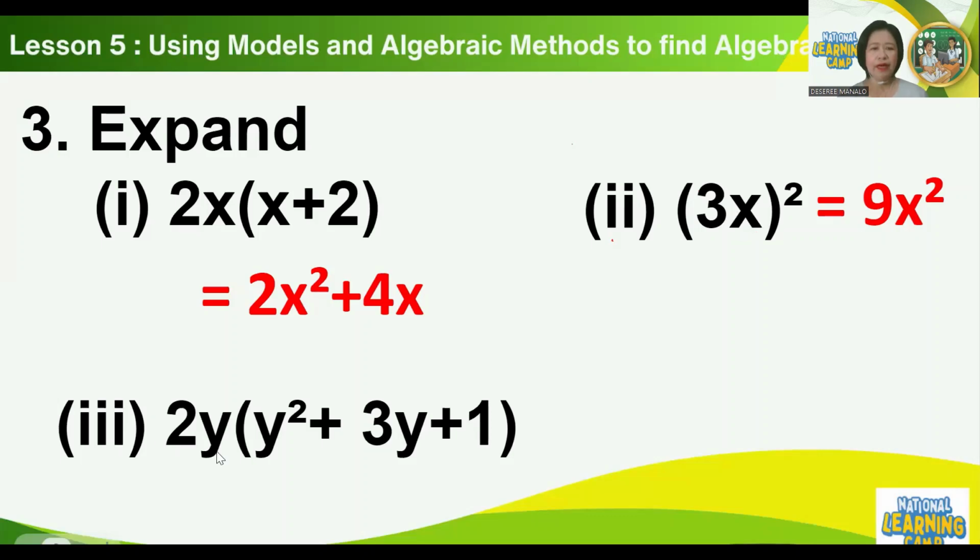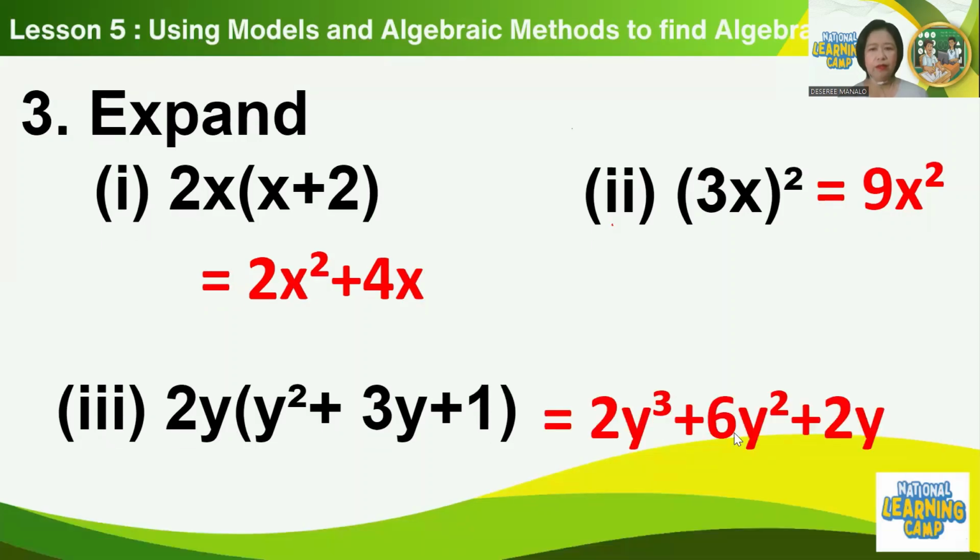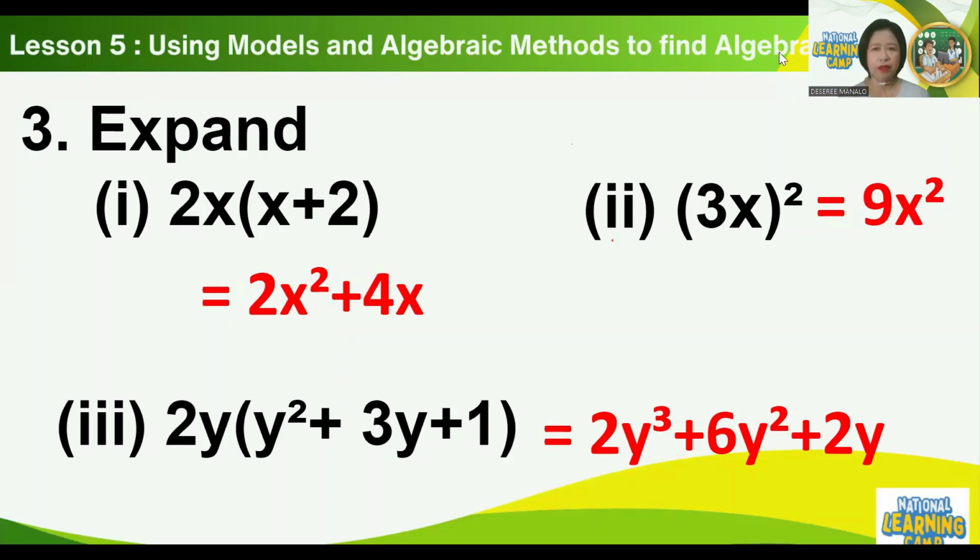For 3iii, 2y times the quantity of y squared plus 3y plus 1. The answer is 2y cubed plus 6y squared plus 2y. How did we get this product? We get this product by the distributive property, wherein 2y multiplied by y squared, add the exponents of y. This is 1 and then 2, 1 plus 2 is 3. That's why we have 2y cubed.